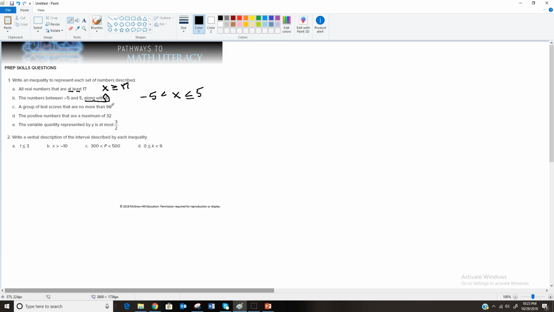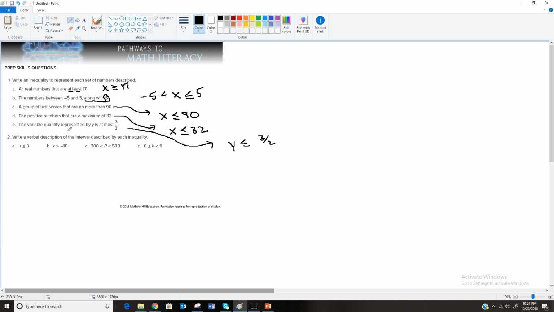A group of test scores that are no more than 90. So 90 is the largest. No more than 90. So the test scores are less than or equal to 90. Positive numbers that have a maximum of 32. So it would be all the numbers that are less than or equal to 32. And then the variable quantity represented by y is at most 3/2. So y has to be less than or equal to 3/2. They did a lot of equals on this one rather than mixing it up.